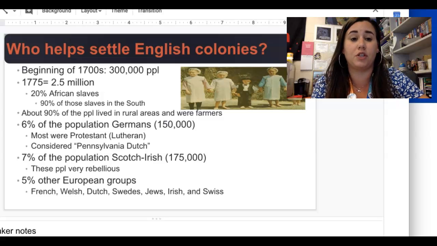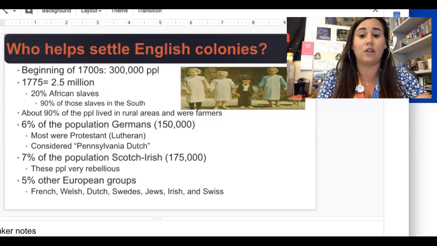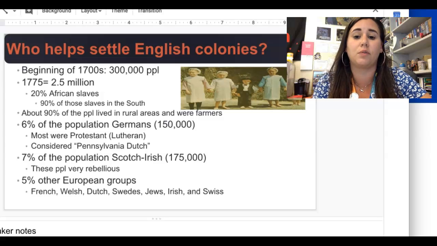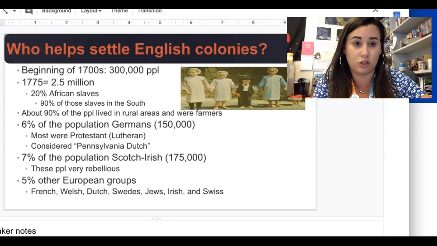6% of the population were Germans. That's quite a sizable amount whenever you are talking about the English colonies. Most of the German immigrants are going to be of the Protestant religion, specifically Lutheran, and many of them settled in Pennsylvania. If you've heard the phrase the Pennsylvania Dutch, that's why.